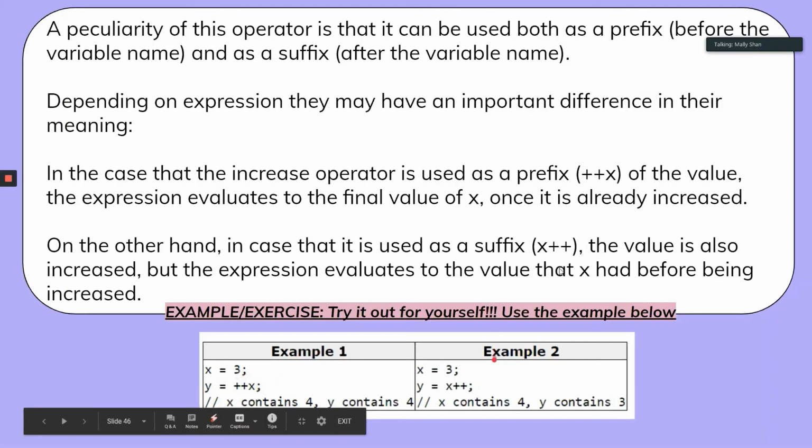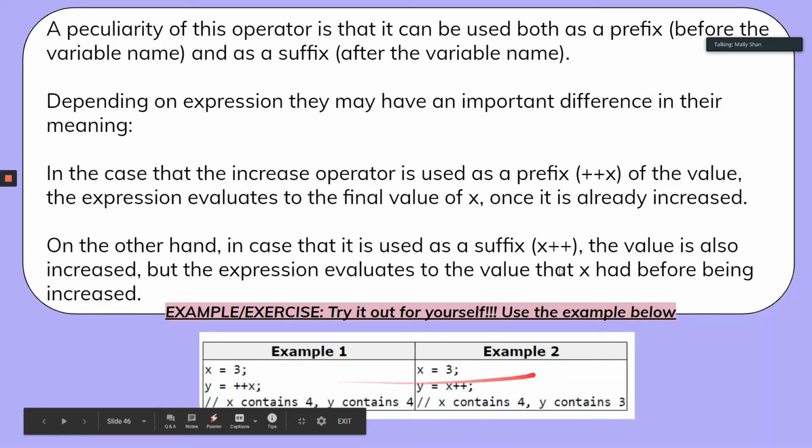So example 2 shows the opposite case, where x is 3, and so y equals x plus plus. So again, we increased our value to now 4, but y still only contains 3. So because it's a suffix, we first assign y the value of 3, and then we actually increment our operator.